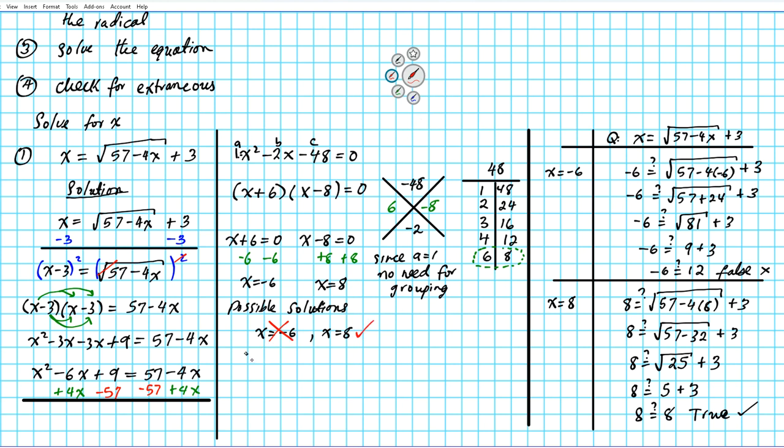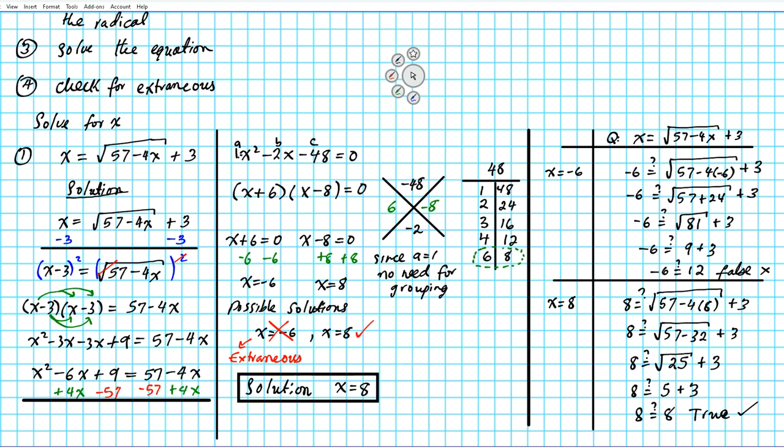So x equals negative 6 is extraneous. So the only solution that we have to this radical equation is x equals 8. We see the importance of doing a check, because extraneous solutions can be introduced when we are squaring both sides of the equation. That's why you always want to do your check whenever you're solving radical equations.